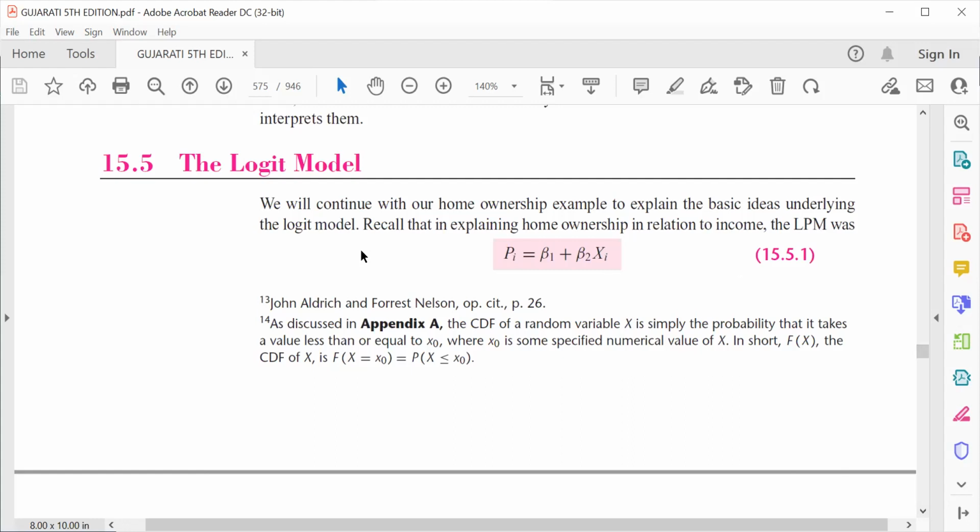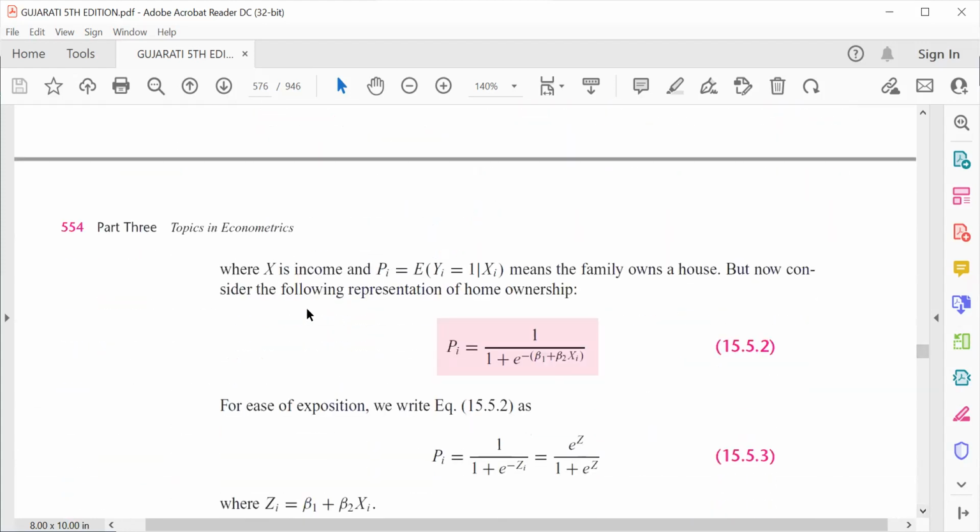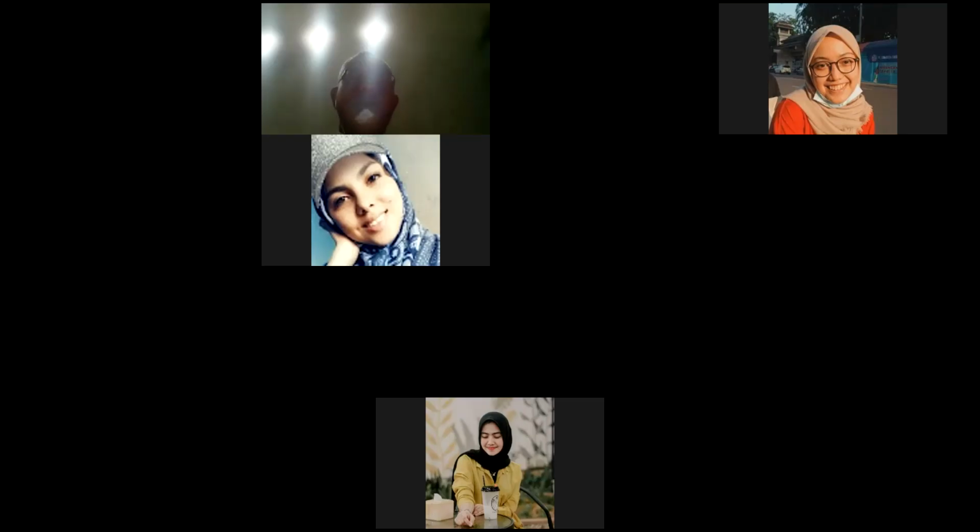So here we continue with the same example, home ownership determined by income. This is the probability, X is income. Probability means that the family owns a house, Y is 1, with the conditional probability given income. Here Pi is 1 over 1 plus e to the power of minus Z. We have this natural log base, the value of e, a repeating number, 2.71828. This is the value of e.